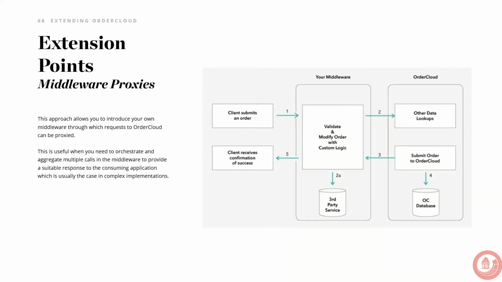You also have the concept of middleware proxies. Again, I think this is pretty standard as well. In certain cases where you have complex integrations, you usually have your middleware, so again, OrderCloud supports this. You can route the request through your middleware, and then you can validate or modify the order with custom logic. So this is actually intercepting the calls, and then in the backend, you're making the calls to OrderCloud. This is, again, useful when you need to orchestrate or aggregate multiple calls. So if you need to talk to, for example, multiple systems and then return a response to the end user, you can stick in your middleware.